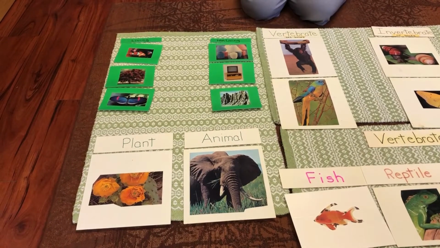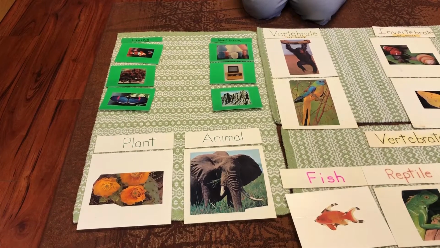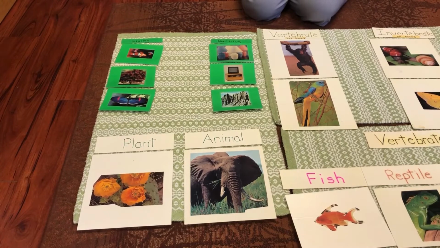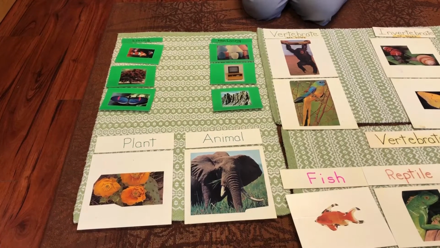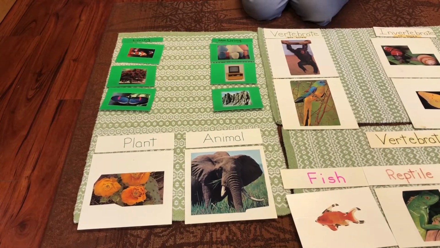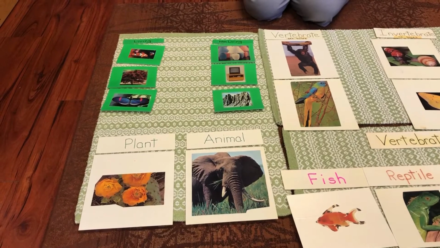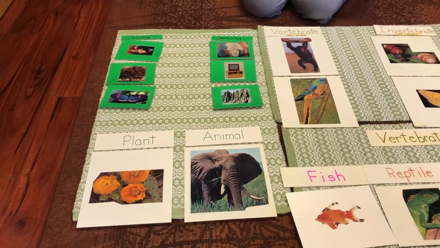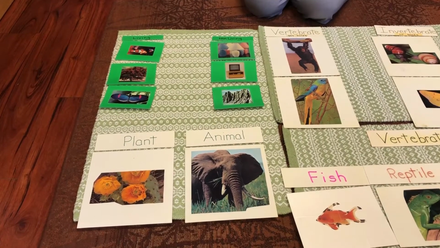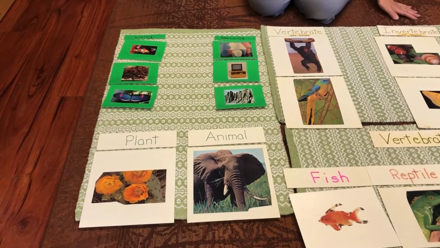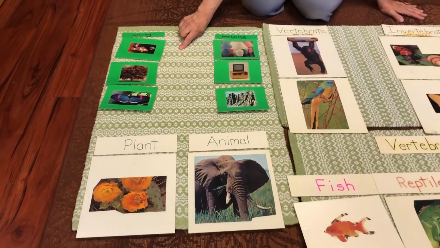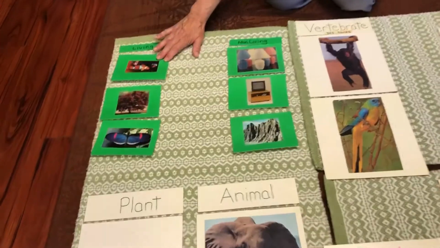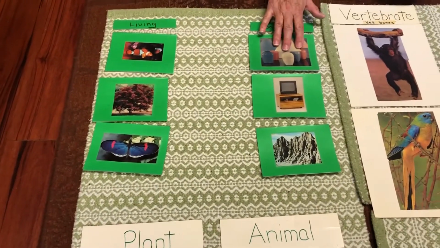We begin by talking about the differences between living and non-living. We may bring things in from the outside, rocks, pieces of car parts, shells, plants, animals, and take a look at how do we know if something is living or non-living. And then we will take a look at cards. Things that are living are sorted from things that are not living.